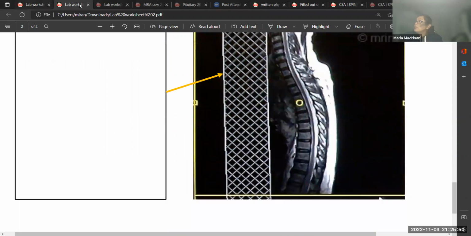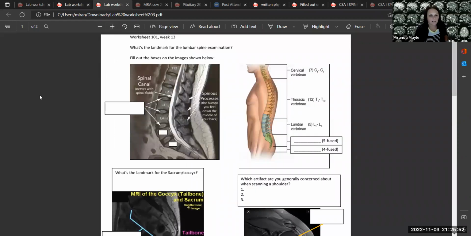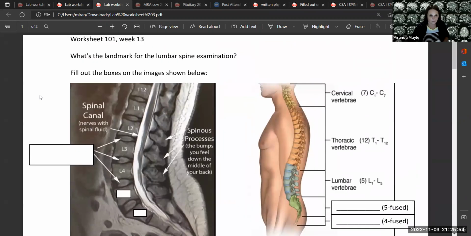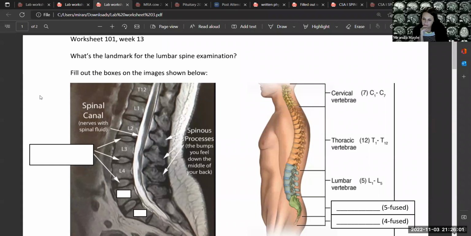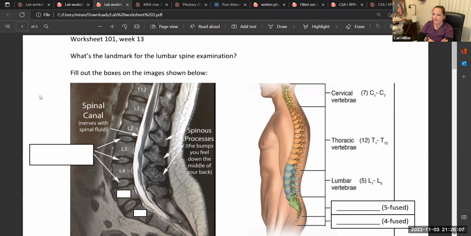All right, good. Let's look at the lumbar now. What's the landmark for the lumbar? Belly button. Any other ideas? Are we all in agreement with the belly button? Would it be by your pelvic? Yeah, the iliac. All right, so this is going to be 2 to 4 inches above the iliac crest. But Karin is correct.